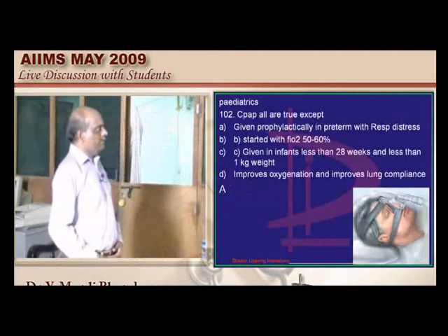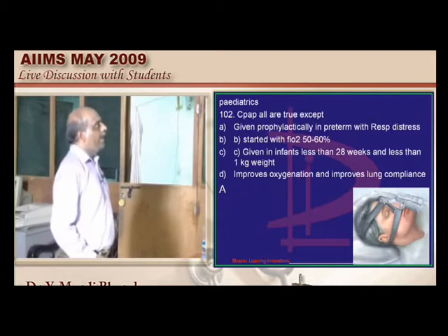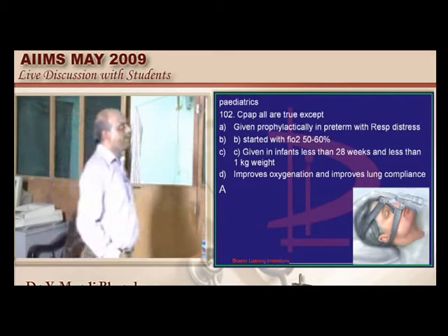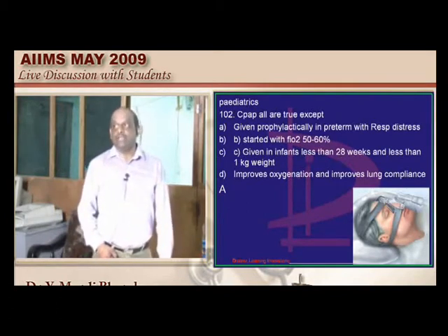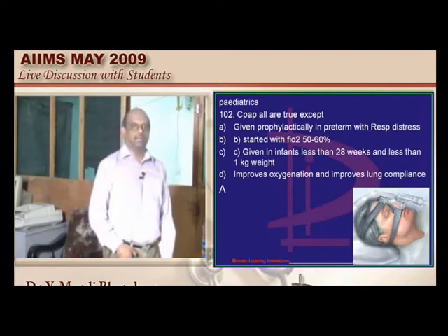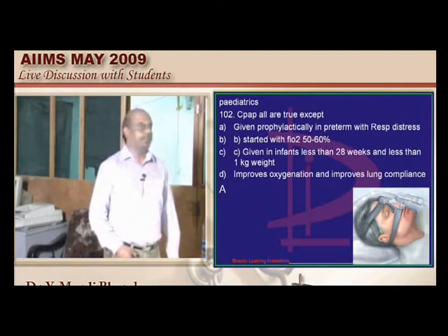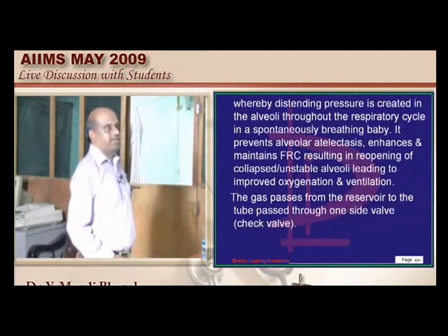CPAP we give in preterms to improve oxygenation and lung compliance, and for the infants less than 28 weeks, never give 100% FiO2, give only around 50 to 60, otherwise you will be predisposing them to the neovascularization of the retina. Then it is never given prophylactically for that matter in preterms, it is given as a treatment rather.